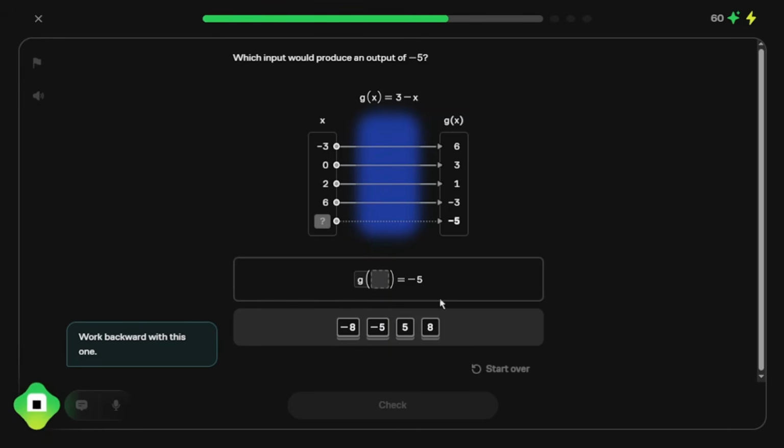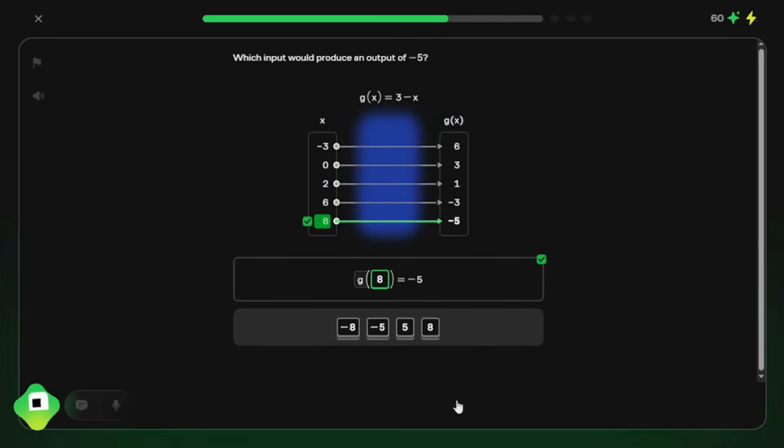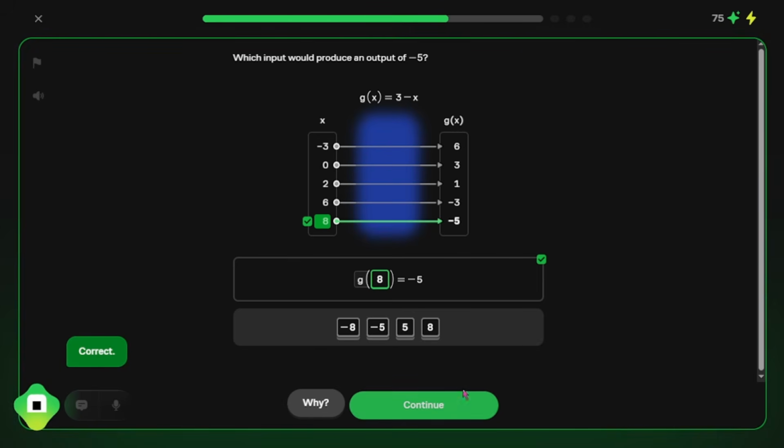Work backward with this one. Backwards? Okay. So I will subtract. Instead of subtract here, I will add. Just joking, it's so simple. If you just get 8 and you subtract 3, you can do it the opposite way. I'm just going to put this in. Negative 5 for x, and then 3 subtract negative 5 equals 8. That's correct.